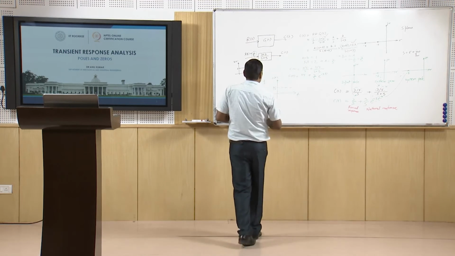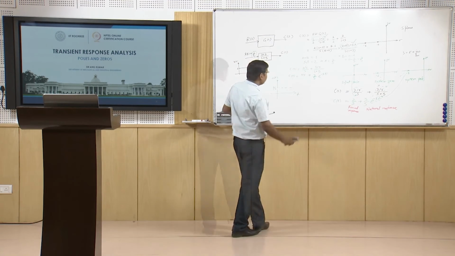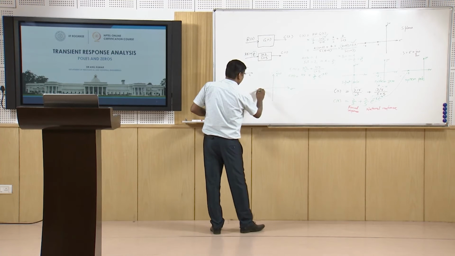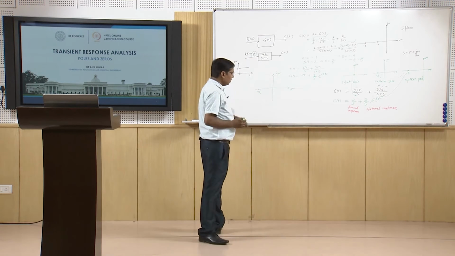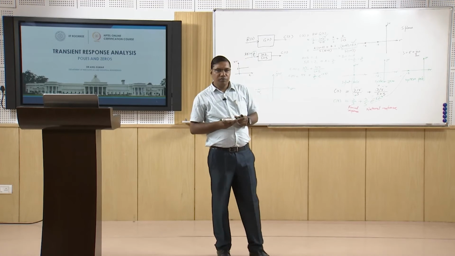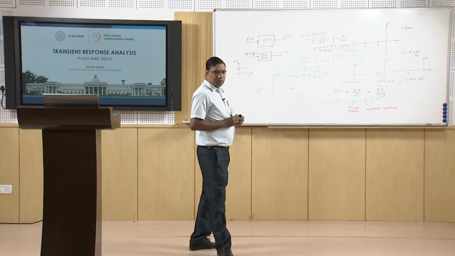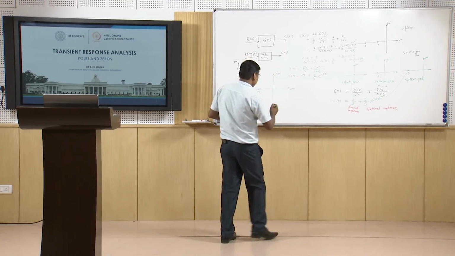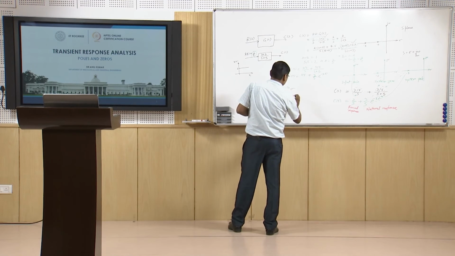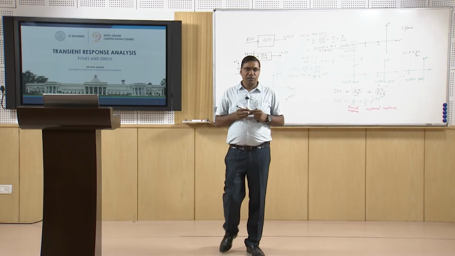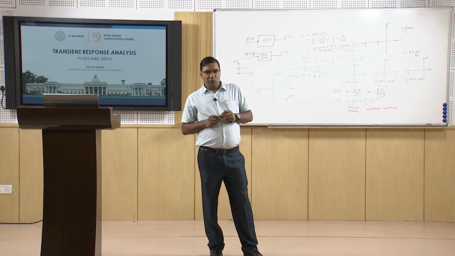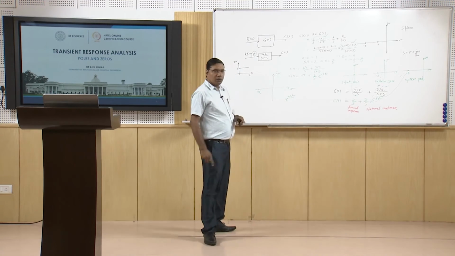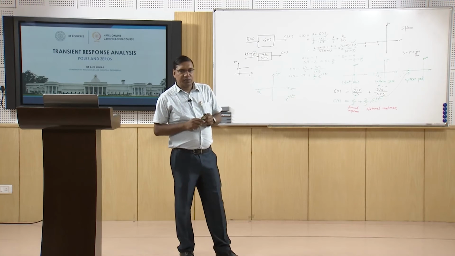One more point we can note: if this is my system pole at alpha on the real axis, it will generate an exponential response of the form e power alpha t, where alpha is the location of the pole on the real axis.